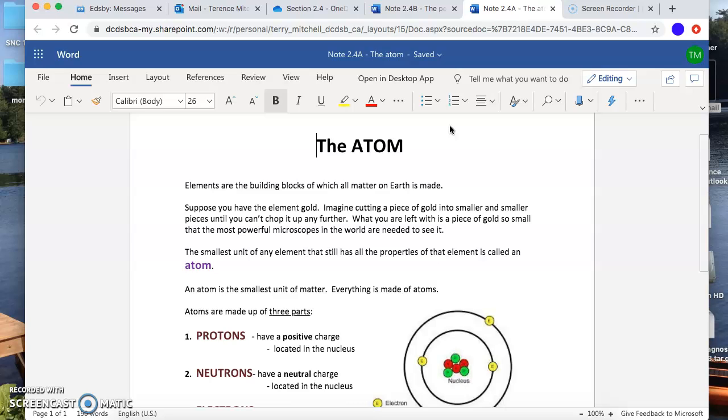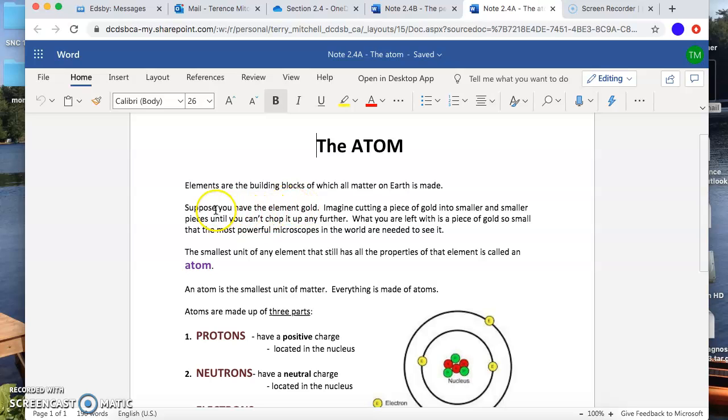And we're going to look at what those elements look like. So one element is gold. If you look at just one gold atom, what would it look like? If you looked at one sodium atom, what would it look like? So we're going to go over that today.